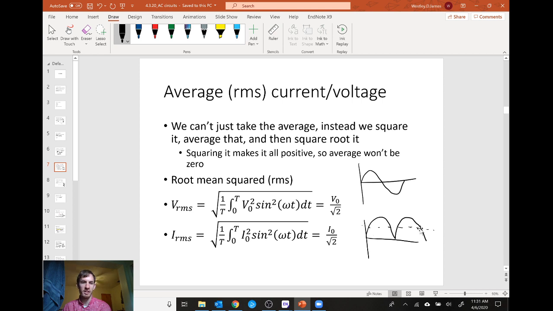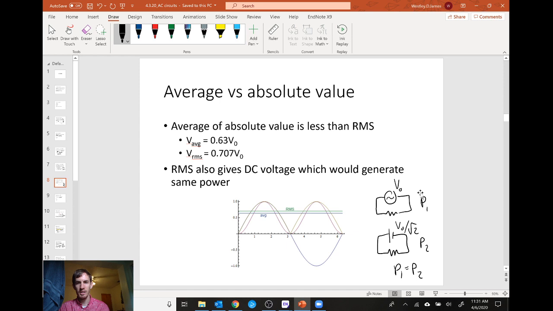And the root mean squared is kind of like this average value, which we had to do this whole squared thing because if you took the average of a sine function, it was 0. But when you squared it, you get all positive values. And so you can actually get an average value.